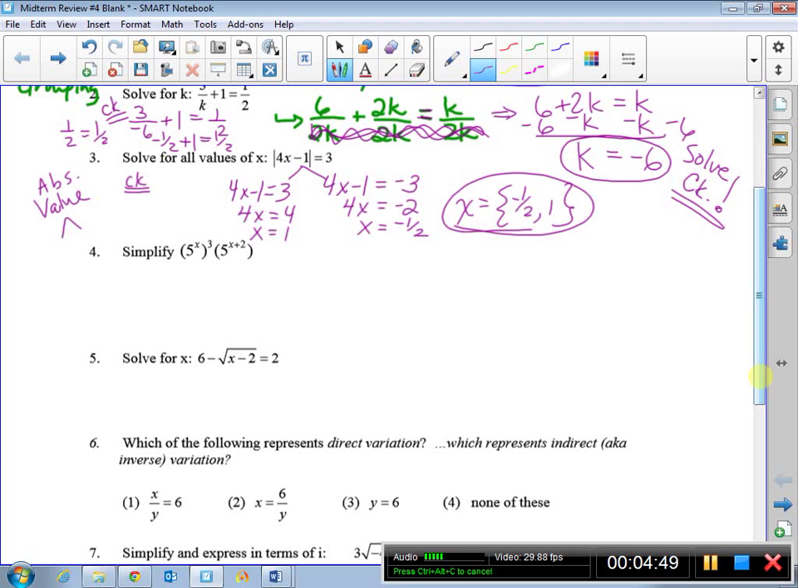And let's do negative 1/2. So we have the absolute value of 4 times negative 1/2 minus 1. Does it equal 3? 4 times negative 1/2 is negative 2 minus 1. In the bars equals 3. So in the bars, I have negative 3, and that is 3 when I take the absolute value. All right, so great. They both check.